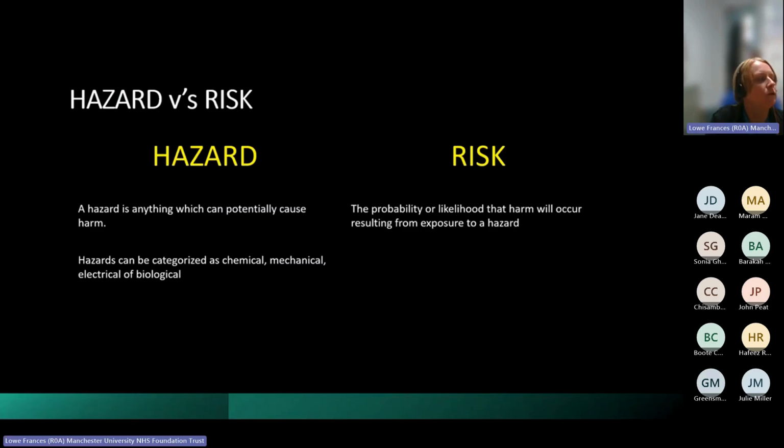The next thing we're going to look at is hazards and risks. So what is the difference between a hazard and a risk? So a hazard is anything which can potentially cause harm. Hazards can be categorized as chemical, mechanical, electrical, or biological. And a risk is the probability or likelihood of a hazard causing harm from exposure to the hazard.